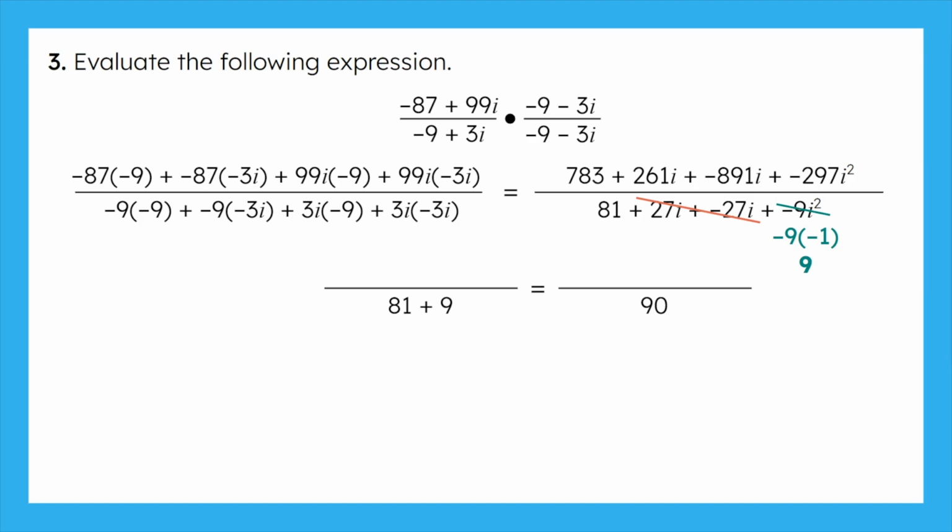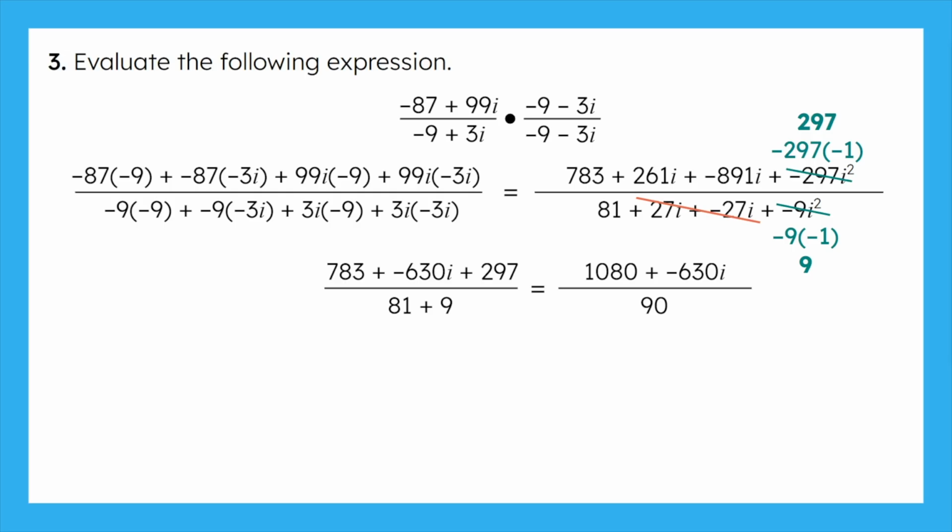The 783 can't be combined just yet, but 261i can be combined with negative 891i, equaling negative 630i. The negative 297i squared simplifies to positive 297. 783 plus 297 equals 1080, resulting in the numerator of 1080 plus negative 630i.